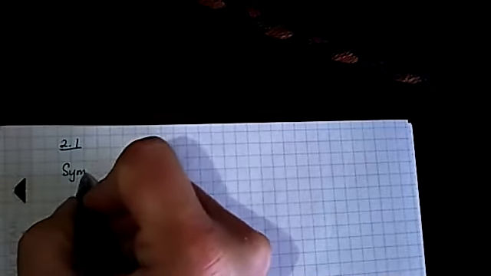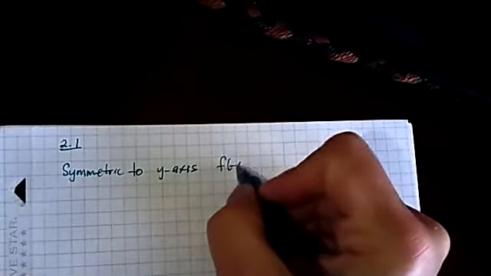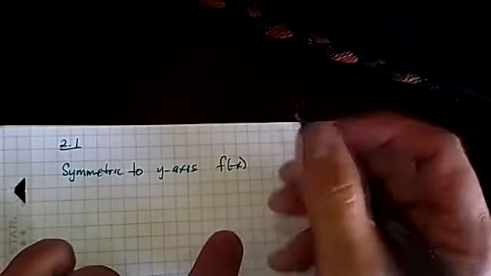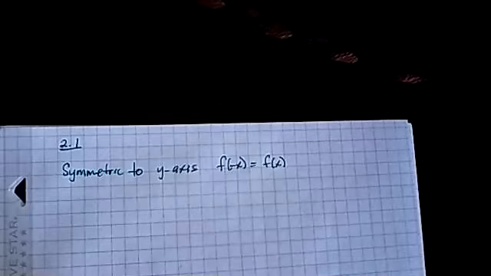All right. So if I want symmetry, I'll just put symmetric to the y-axis. Okay, that means if I put a negative x in for x in my function, then it comes out to be what the original function was. And I'm going to show you that example in just a minute.